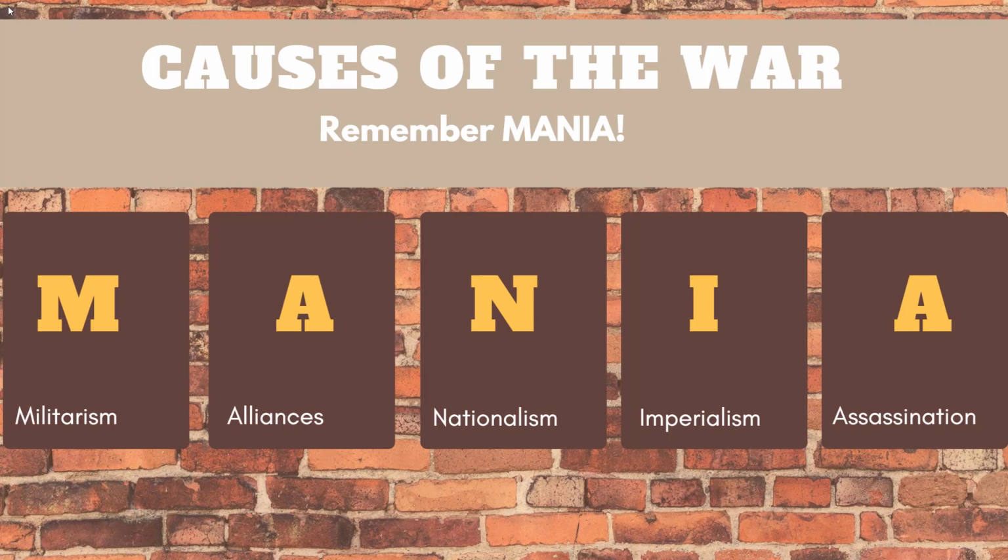Alright, so whenever we discuss World War One, there's a certain acronym or mnemonic device that we can use to remember the causes of the war. In this case, I want you to remember MANIA. MANIA stands for militarism, alliances, nationalism, imperialism, and assassination. And these are the causes of World War One. Okay, let's get into each one.